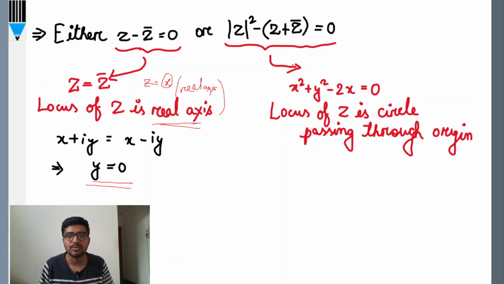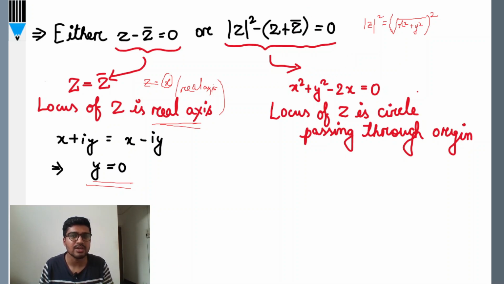Next, here we can take the solution as mod of z square minus z plus z bar, from this we get another solution. Since mod of z is root over x square plus y square, mod of z square equals x square plus y square. And z equals x plus iy, and z bar equals x minus iy, so minus iy and plus iy cancel and 2x remains.